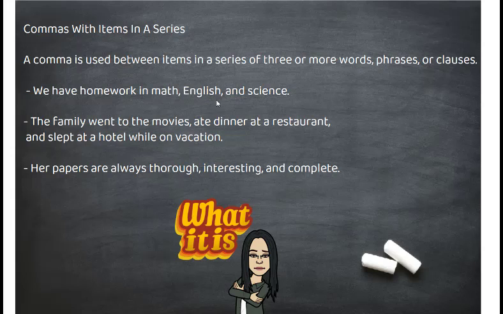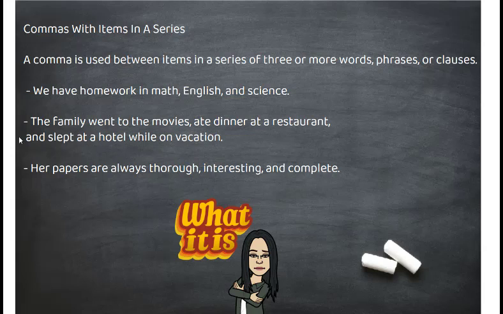You'll notice that in some cases, some people put the comma there and some don't. I say in academic writing, it's probably better to err on the side of clarity, so to put the comma before the and. In the instance, the family went to the movies, so we are listing out a phrase here. So we have first went to the movies, ate dinner at a restaurant, and slept at a hotel while on vacation.